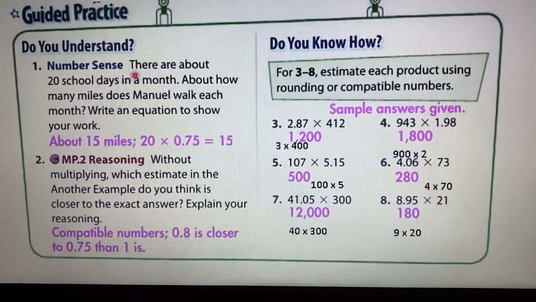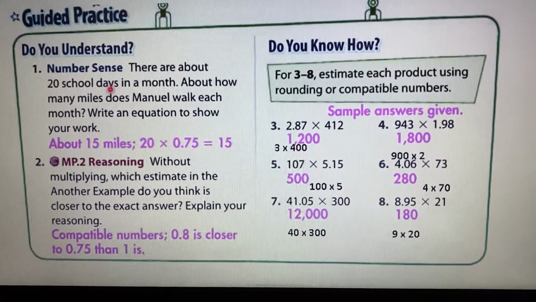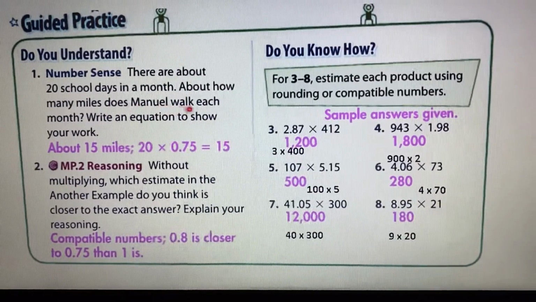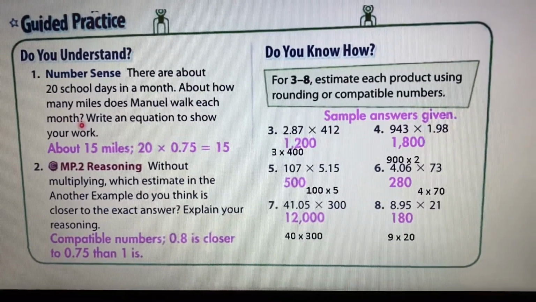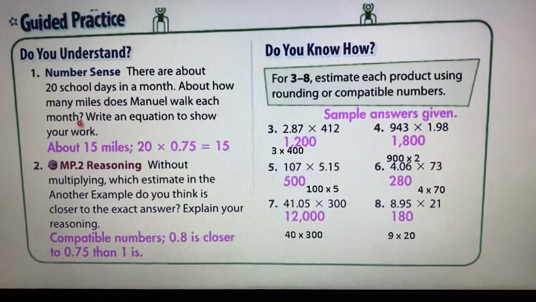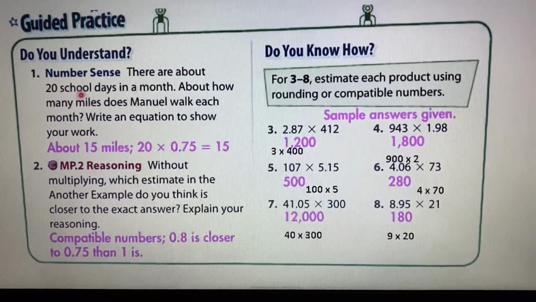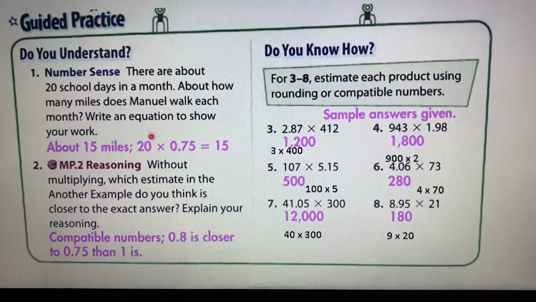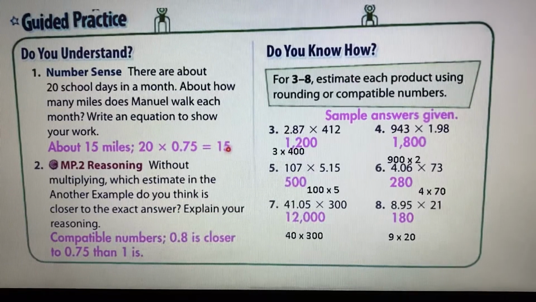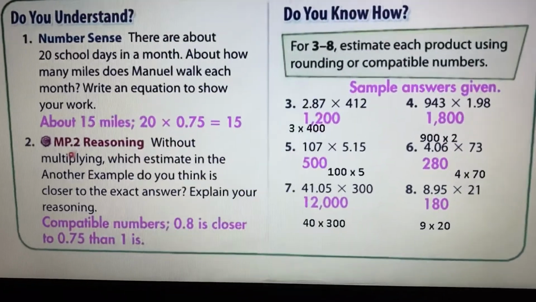Question number 1. There are about 20 school days in a month. About how many miles does Manuel walk each month? Write an equation to show your work. So 20 times 0.75 equals 15.